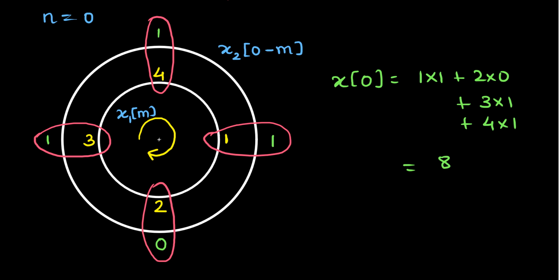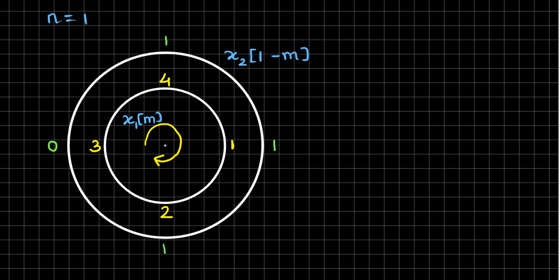Now if we shift this signal, that is x2 of minus m, by 1 unit, that is we need to rotate this outer circle in the clockwise direction, that is in the increasing direction of n. So this one that was here would be located here, this one would be located here, the one which is here would be going here, and this 0 would be located here. So we have this situation something like this.